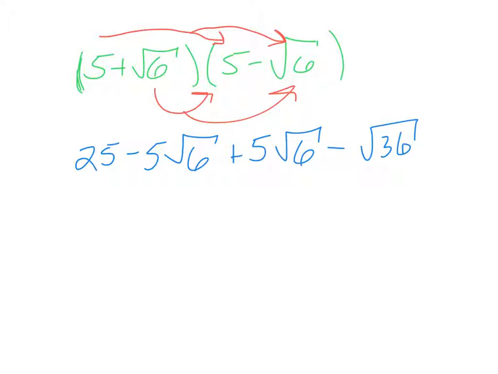Now you can simplify. Square root of 36 would be 6. So then 25 we'll leave alone. This will be minus 6. What about anything in the middle? There's nothing there. Be careful: the negative 5 and the positive 5 is 0. If you say radical 6, you mean 1 radical 6, and that's not what's going on. So these end up canceling out. Are we done then? We need to take 25 minus 6.